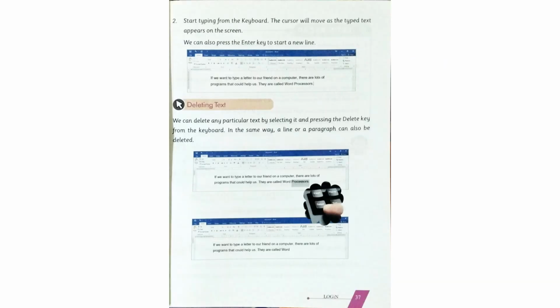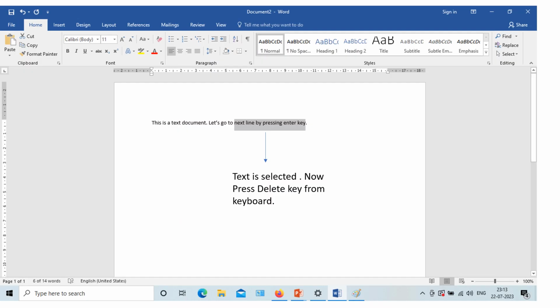If you just want to remove some part of your document or a part of the text, you can select it. Here you can see, I have dragged over the text, and that portion is selected. Now what I have to do is press the delete key. As soon as I press the delete key, it will remove the text.